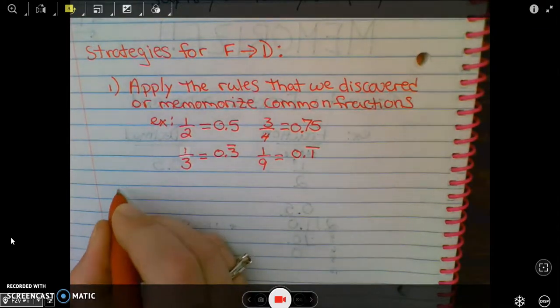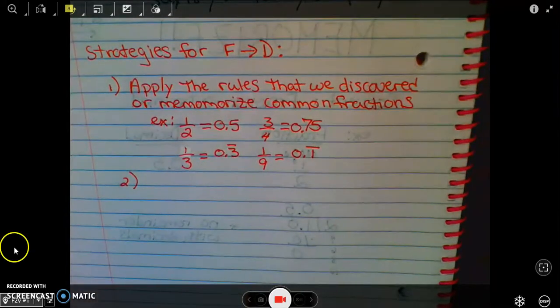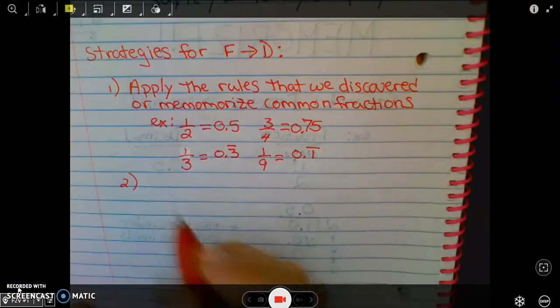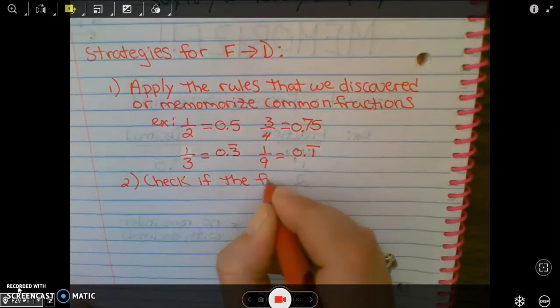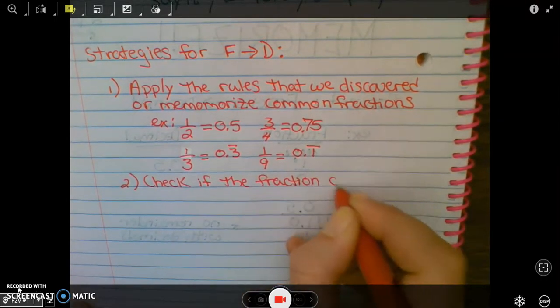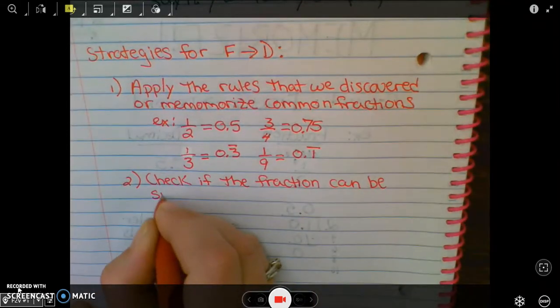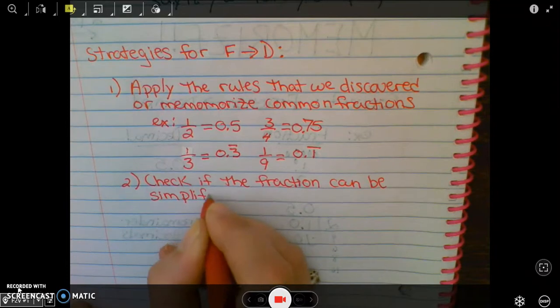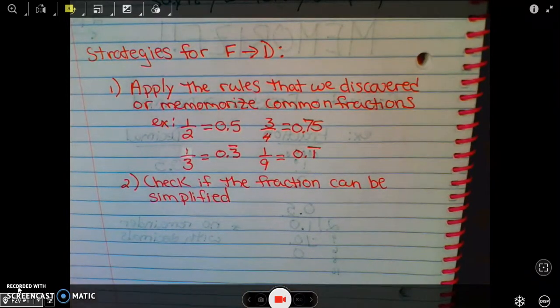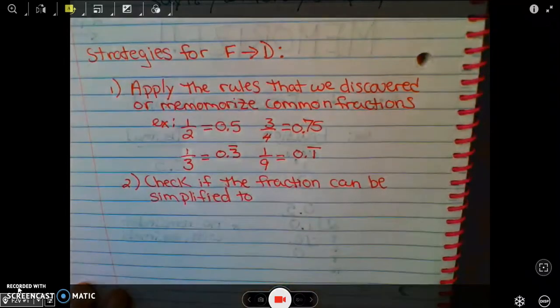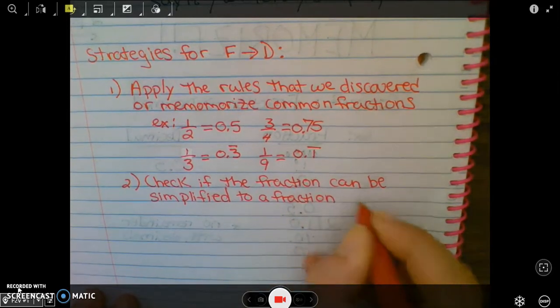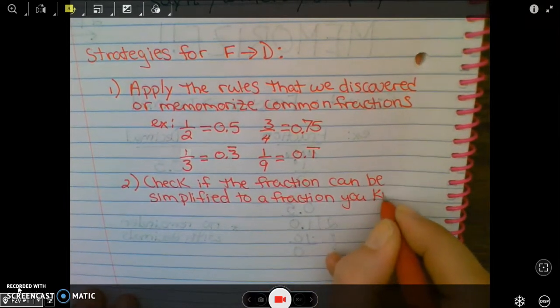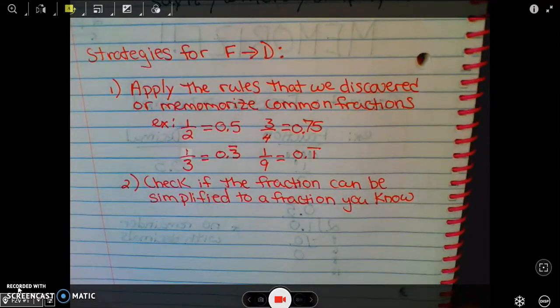Second, you want to check if the fraction can be simplified. Okay, so if you can simplify a fraction to one that is common, a fraction you already know, then you can save yourself the trouble of having to long divide. So check if the fraction can be simplified to a fraction you know.